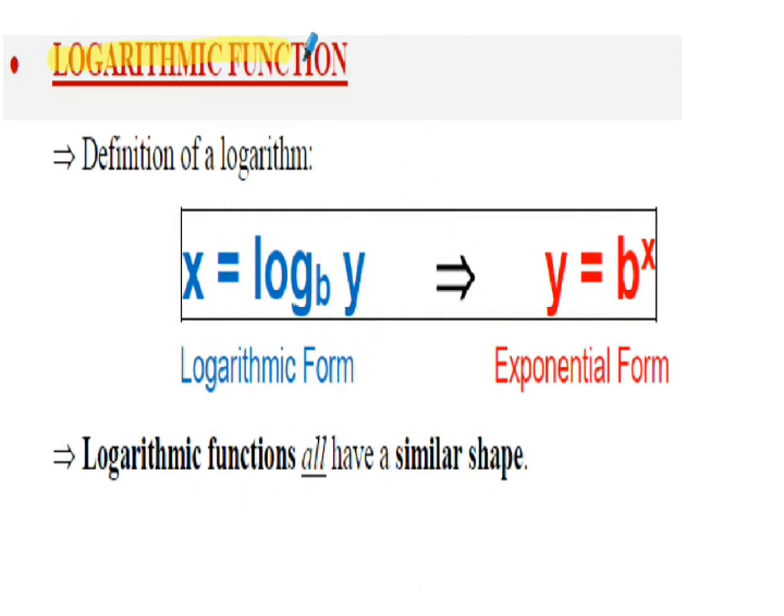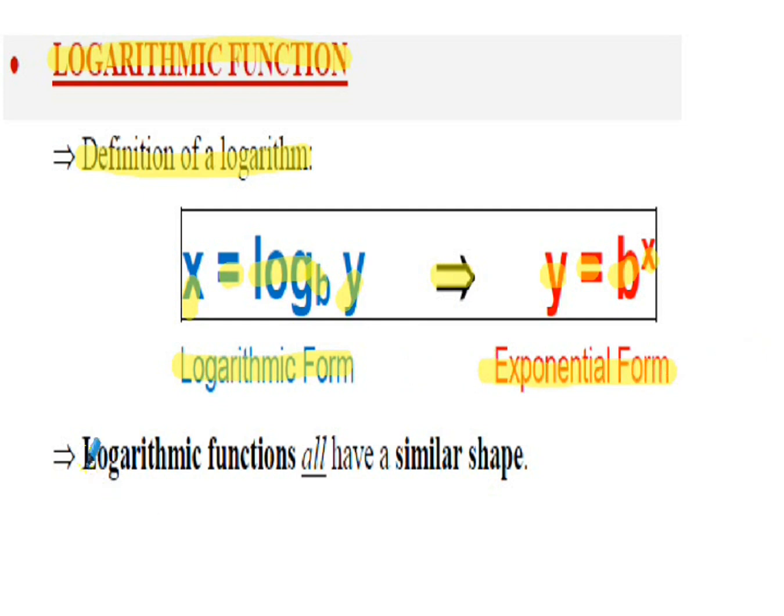Let's look at logarithmic functions and logarithmic curves. From a previous presentation, we looked at a definition of a logarithm, which states that x is equal to log to the base b of y can be written in the form of y is equal to b to the x. And we can go from left to right or right to left with the definition. The x equals log to the base b of y is logarithmic form, and the y is equal to b to the x is the exponential form.